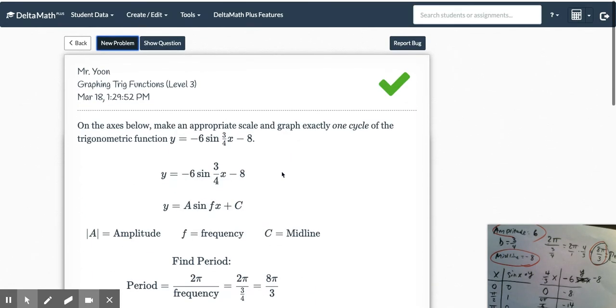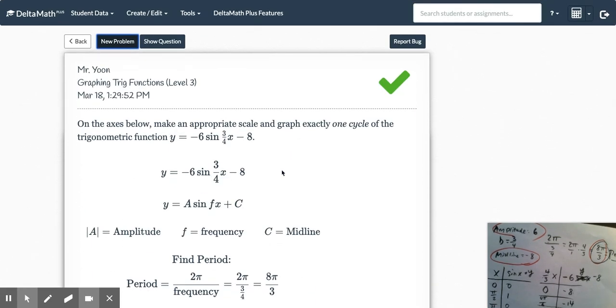Okay, but these are the exercises that you'll need to do in order to make up credit for the quiz.